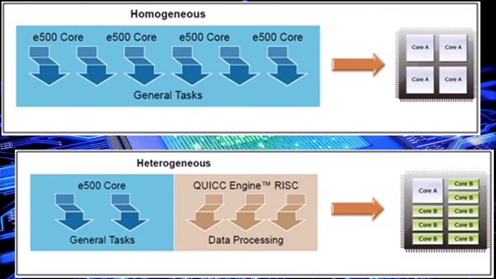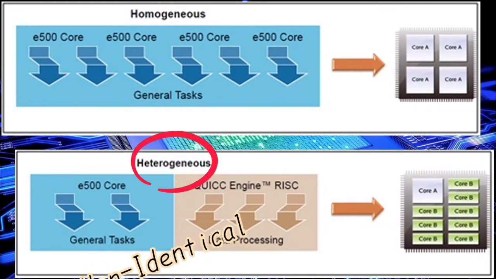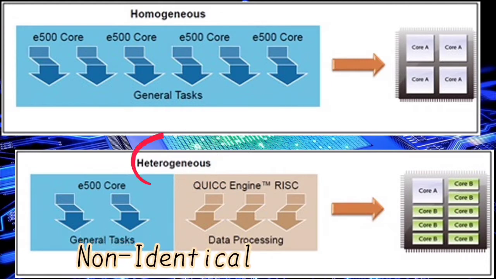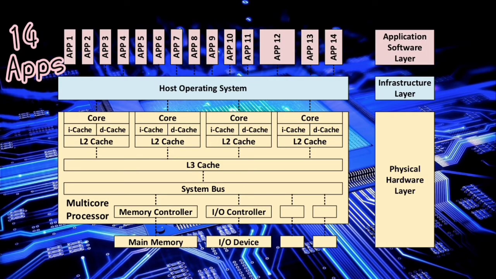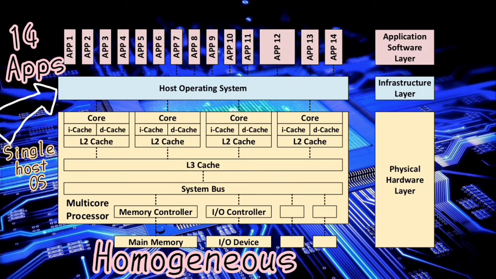So now we have a very simple diagram that portrays the difference between homogeneous and heterogeneous. The top diagram represents the homogeneous multi-core organization, which is comprised of identical processor cores that support the same instruction set architecture. While the bottom diagram represents the heterogeneous multi-core organization, which is comprised of non-identical processor cores that support different instruction set architectures. The following figure notionally shows the architecture of a system in which 14 software applications are allocated by a single host operating system to the cores in a homogeneous quad-core processor.